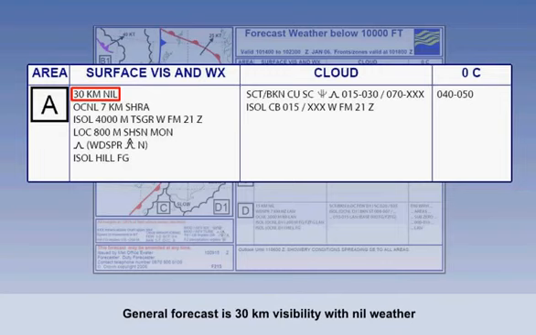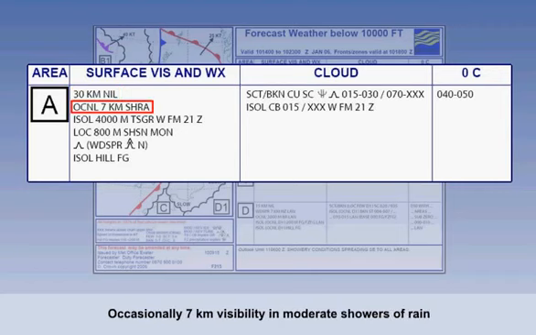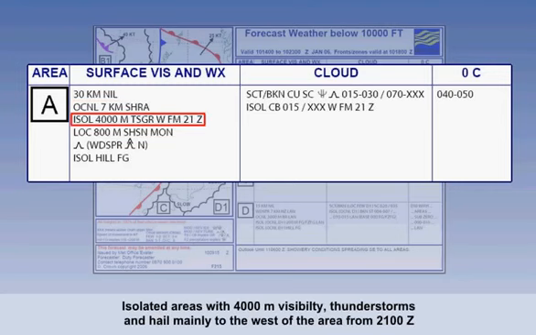Let's decode the surface visibility and weather in Area A. The general condition in Area A is 30 kilometers visibility with nil weather. However, occasionally, the visibility will be 7 kilometers with moderate showers of rain. In isolated areas in the west, expect 4,000 meters visibility with thunderstorms and moderate hail from 2100 Zulu.